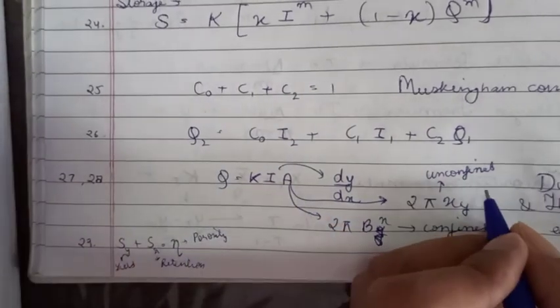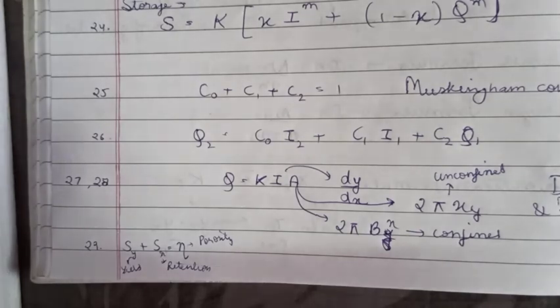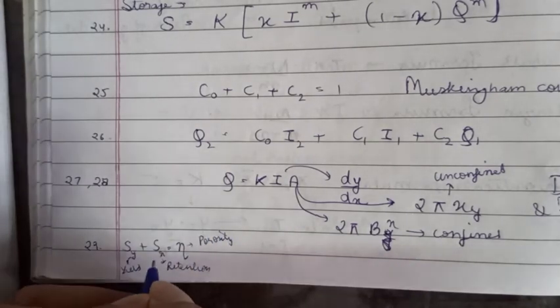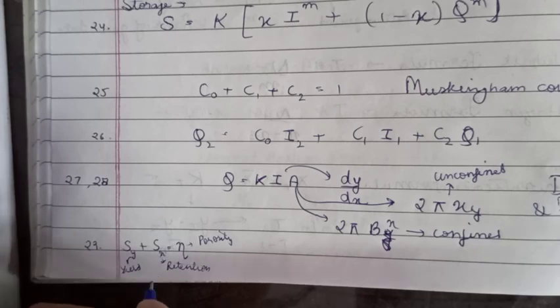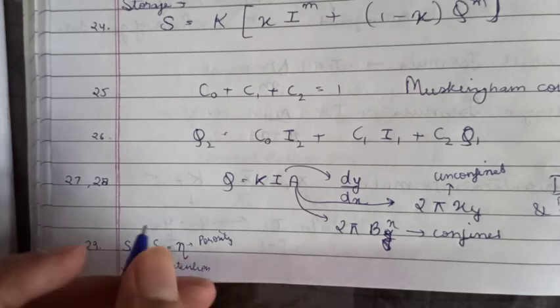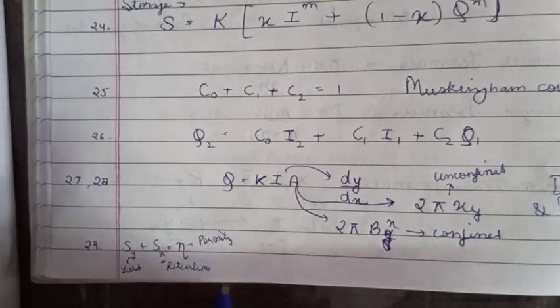For unconfined aquifer and Dupuit's equation, we use different kinds of formulas. We can derive it from there. SY plus SR is equal to porosity. SY is yield storage, SR is retention storage, is equal to porosity. This is a very important formula which is directly asked in GATE questions.